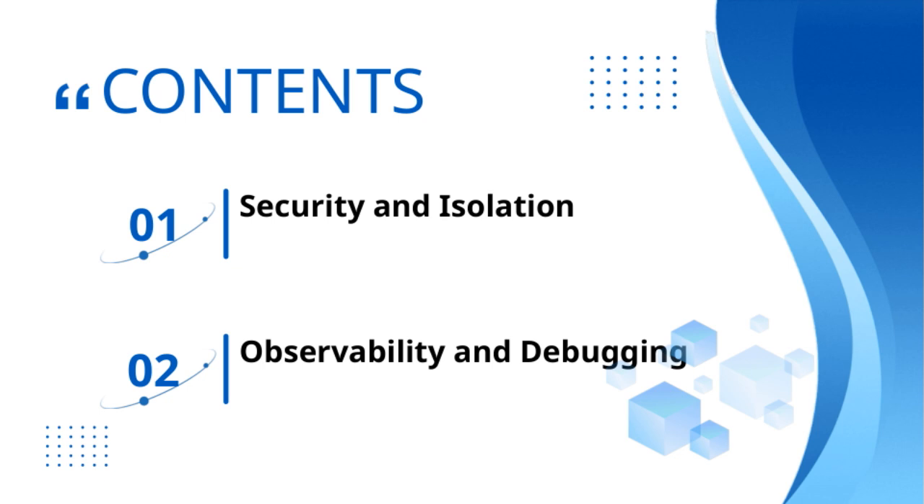Moving on to security and isolation, these are foundational principles to protect systems from threats and prevent unwanted interactions. Security involves implementing measures like encryption, access controls, and regular audits to safeguard data and resources. Isolation, meanwhile, ensures that different parts of the system or different tenants are separated so that a problem in one area doesn't cascade into others. Both are essential for building resilient, trustworthy systems that users can rely on.